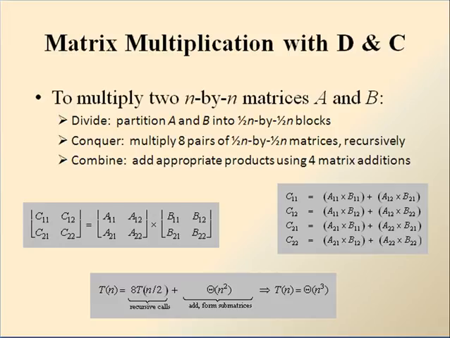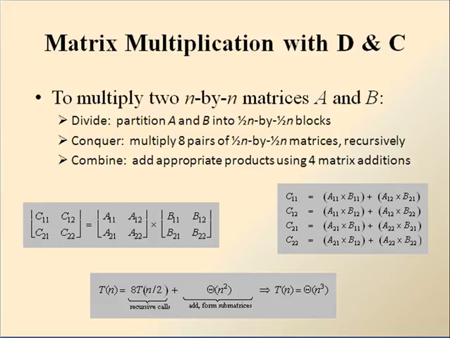By divide and conquer. To multiply two n by n matrices A and B: divide, conquer and combine. These are the three steps. Divide: we partition A and B into half n by half n blocks. Conquer: multiply 8 pairs of half n by half n matrices recursively. Combine: add appropriate products using 4 matrix additions.